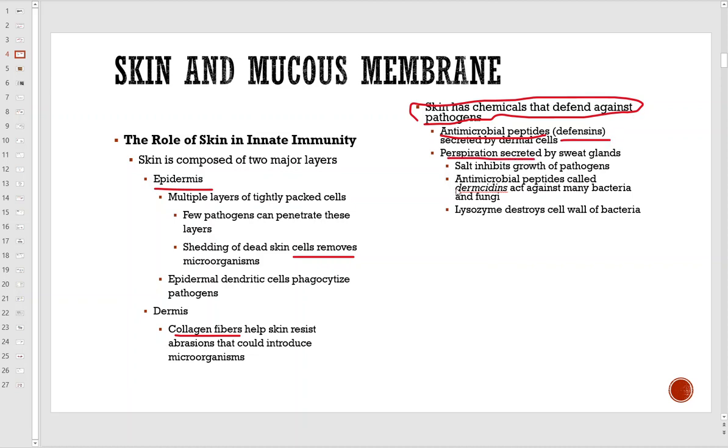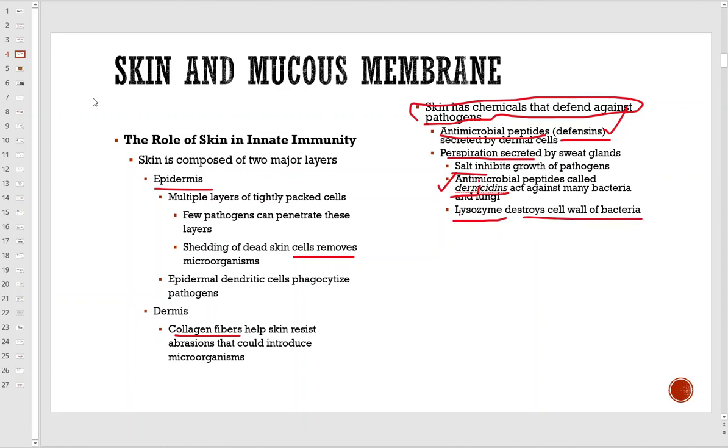Perspiration is secreted by the sweat glands. We've got the salt, which will take care of a lot of them. And there's yet another homemade antibiotic called dermcidin. So these two, the defensins and dermcidins, there really should be an I in there, guys, are going to punch holes in the bacterial cell walls and cause them to lyse. Lysozyme, which is yet a third. This is something that we have in tears as well. That helps to keep the bacteria off the surface of our eyes. It will also destroy the walls.